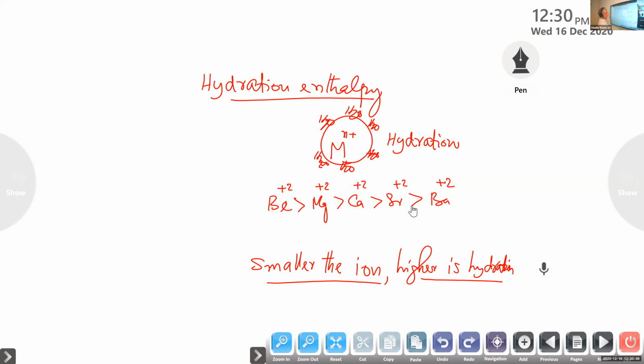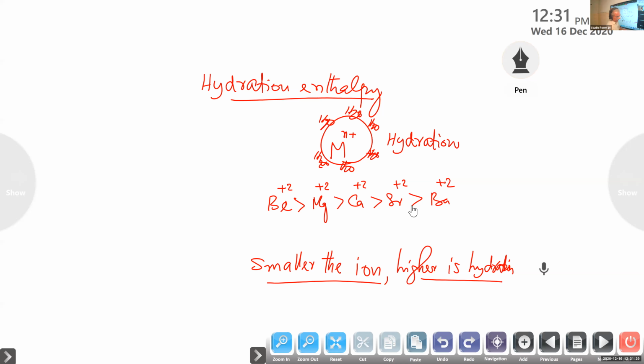This is because the ionic size changes as beryllium plus 2 less than Mg plus 2 less than Ca plus 2 less than Sr plus 2 less than barium plus 2. So barium plus 2 is the largest ion and it is having the smallest hydration enthalpy, while beryllium plus 2 is the smallest ion and so it is having the highest hydration enthalpy.